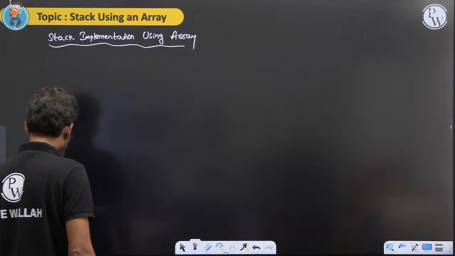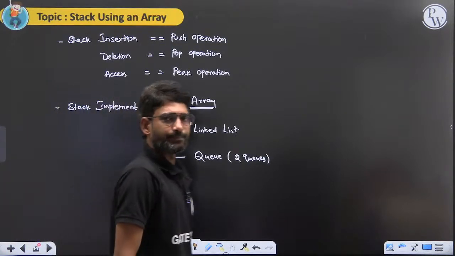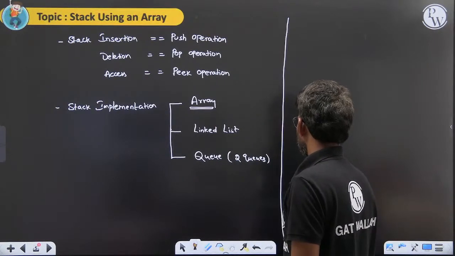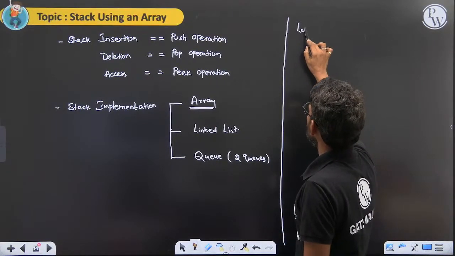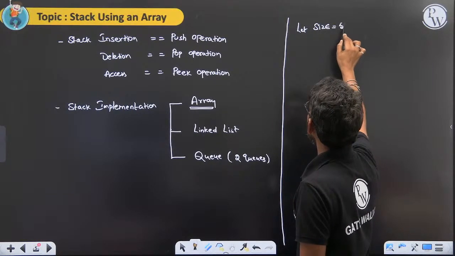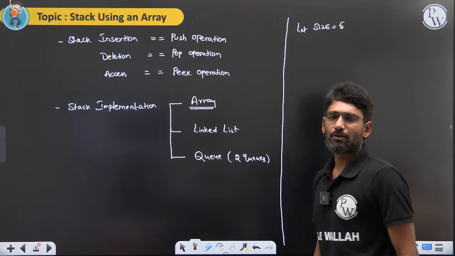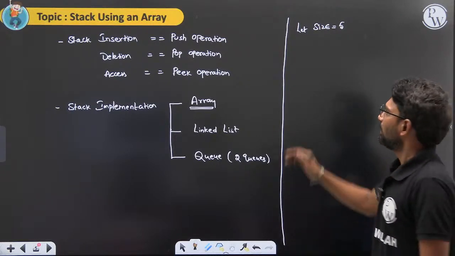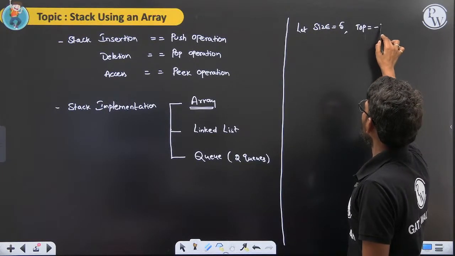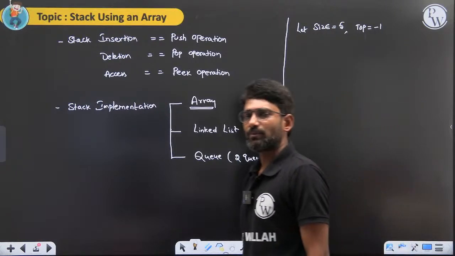Let us focus on this. Before that, let us suppose the size of the stack is 5. And initially, when the stack is empty, top of the stack will be -1.